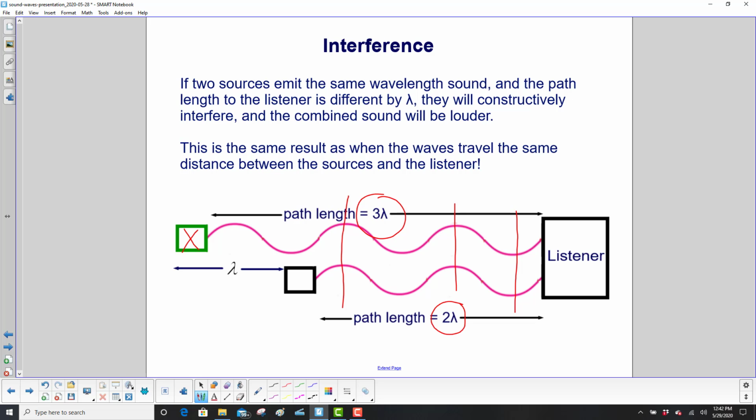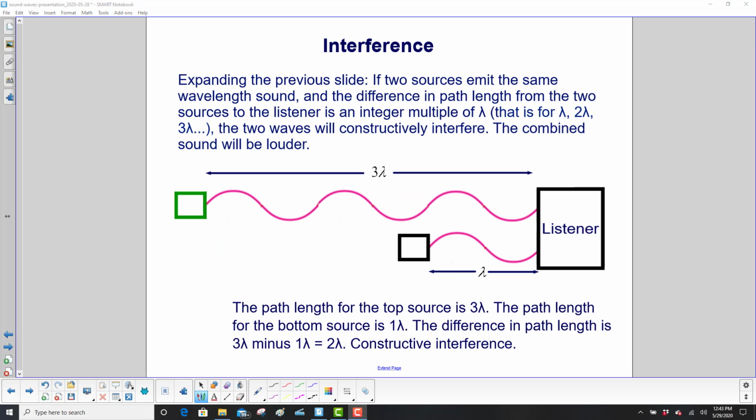This is the same result as when the waves were traveling the same distance, except when you're at 3 lambda and 2 lambda like this, it will be louder because this speaker is closer than it was back here. So this slide is kind of repeating what I said on the previous slide, which is good. It's an important point. If two sources emit the same wavelength sound and the difference in path length is an integer multiple of lambda, that is 1 lambda, 2 lambda, 3 lambda, the two waves will constructively interfere. The combined sound will be louder.